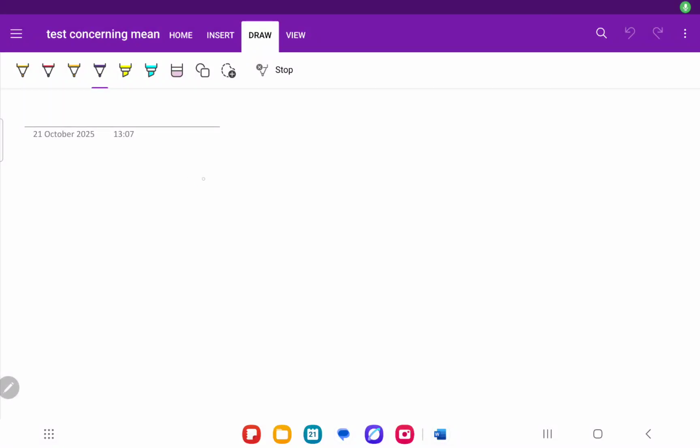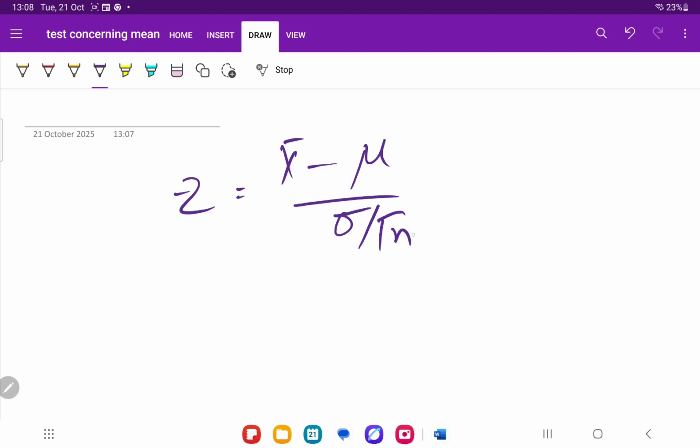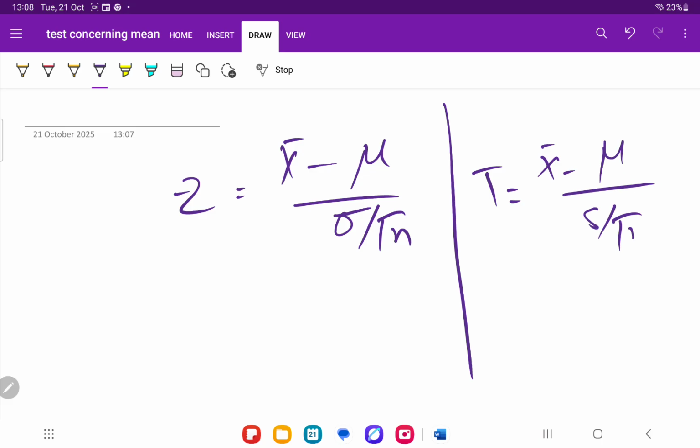We have two tests. One is the Z test, which starts with x bar minus mu over sigma over square root n. Another test is the T test, with x bar minus mu over s over square root n. So there is a difference of sigma. Here is the difference.